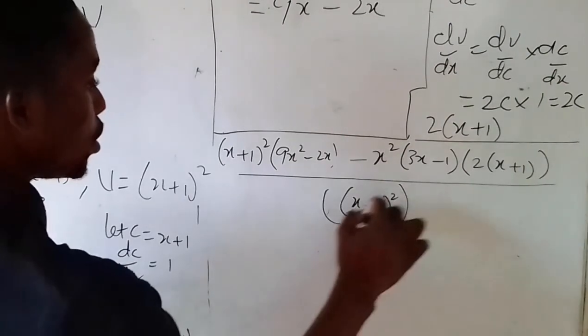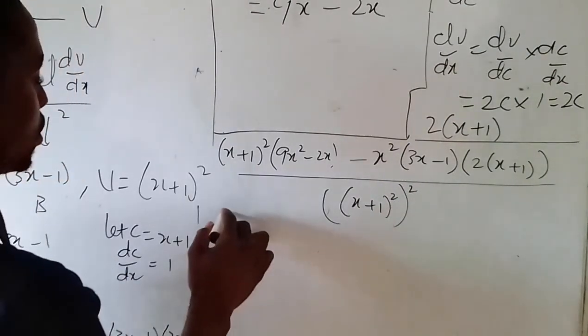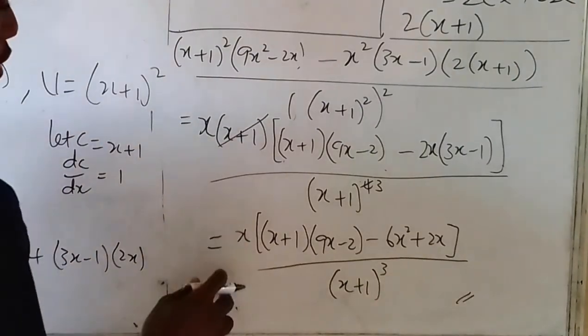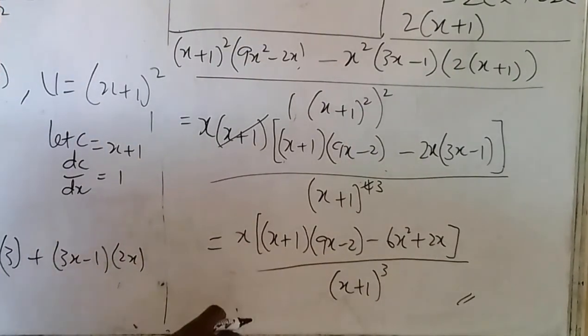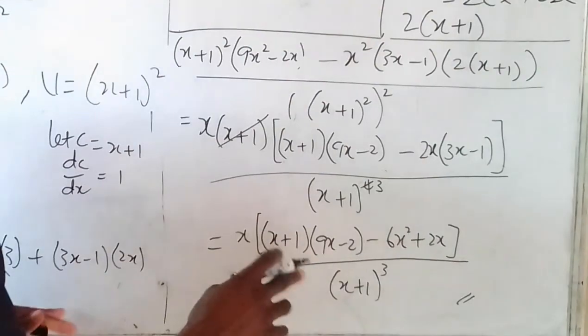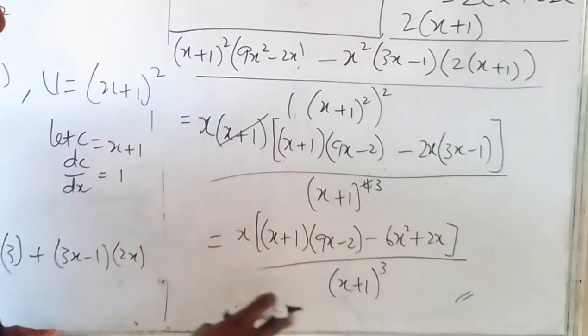All squared. So after solving, we get x into brackets x plus 1 into brackets x minus 9x minus 2, then minus 6x squared plus 2x all over x plus 1 all cubed.